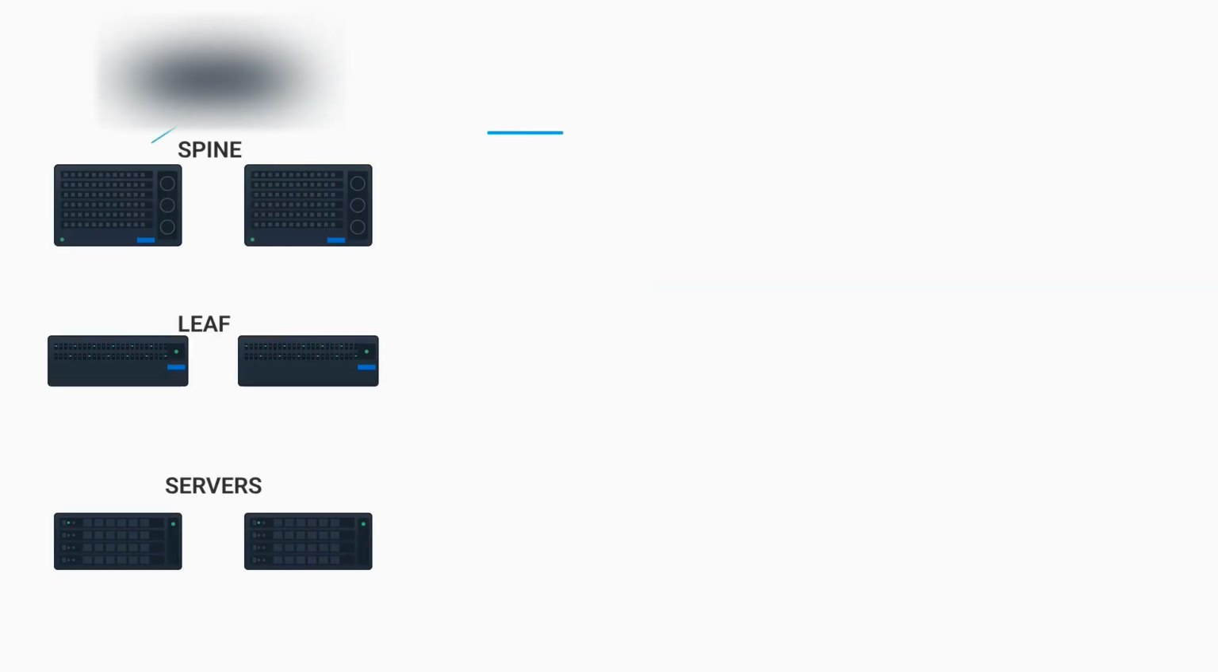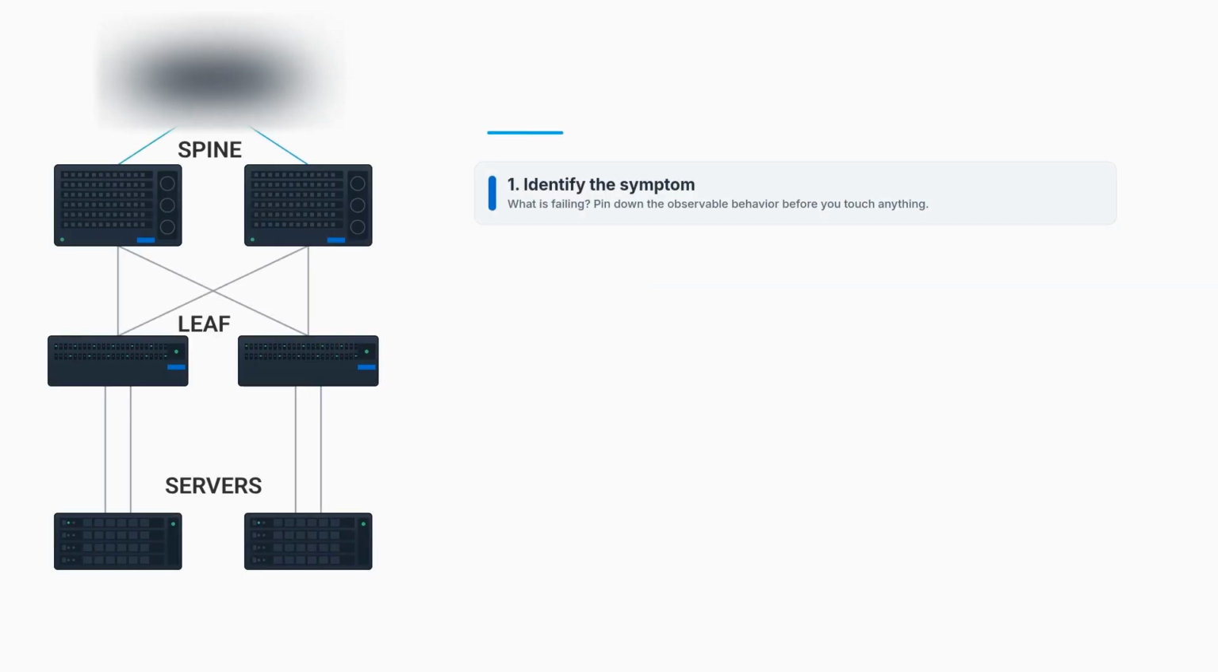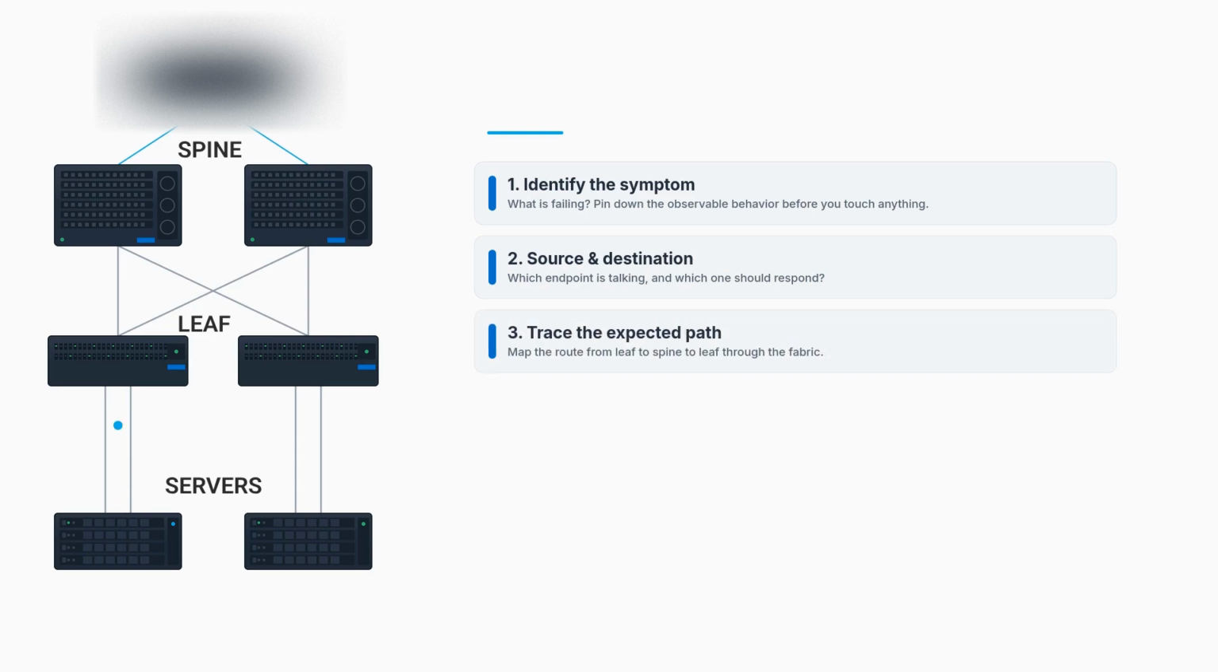Start with the symptom you can actually observe: what is failing, which source is talking, which destination should respond, and what path that traffic should take through the fabric. From there, you'll have a repeatable troubleshooting sequence you can use in real incidents instead of chasing guesses. That keeps you out of guesswork.